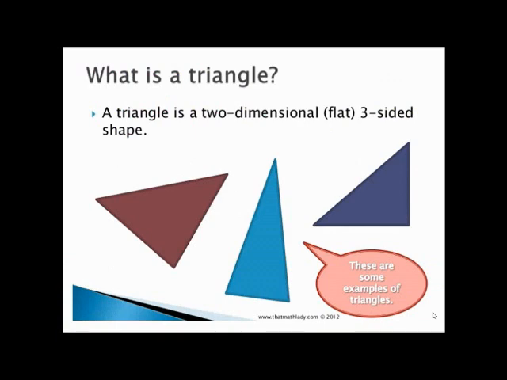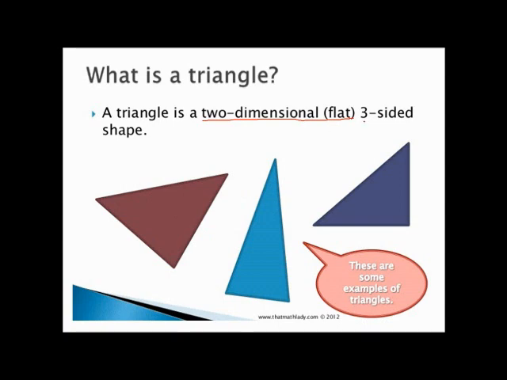So, what are triangles? What is a triangle? A triangle is a two-dimensional, flat, three-sided shape. What do I mean by two-dimensional flat? I mean, it's not a solid figure. It's not a three-dimensional figure. It's a plane figure. The word two-dimensional means it's flat, plane. You can see it from one or two sides.